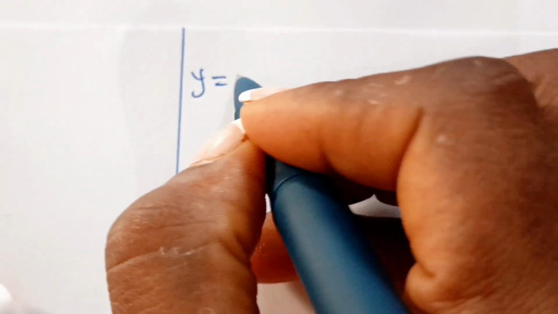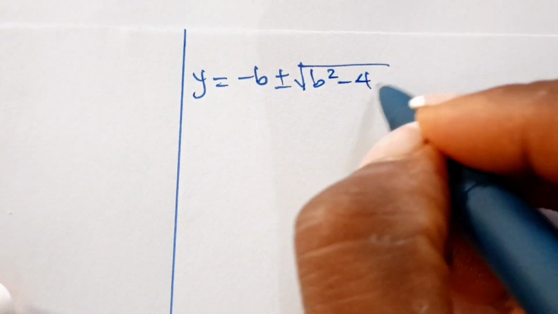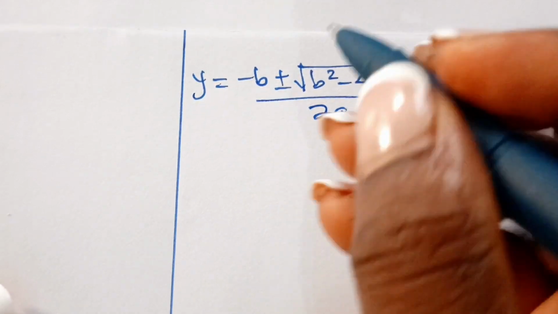Now the quadratic equation states that y is equal to minus b plus or minus square root of b squared minus 4ac, everything divided by 2a.